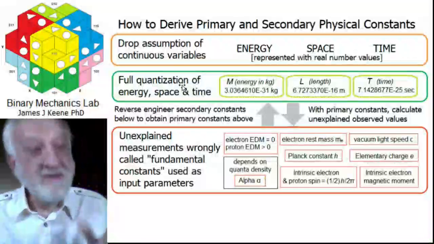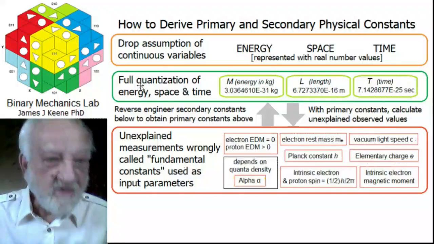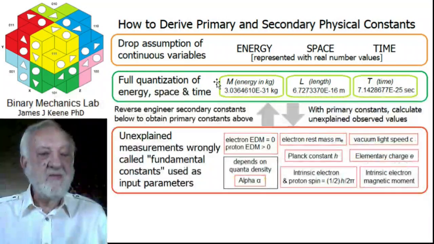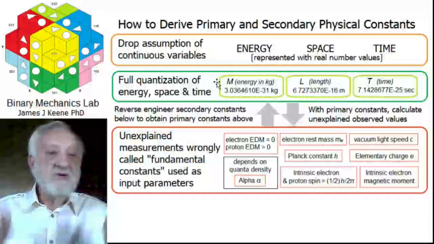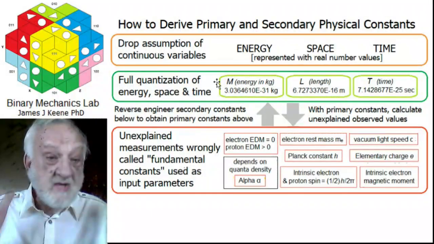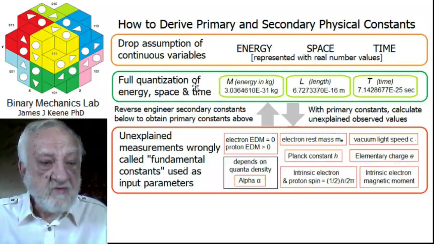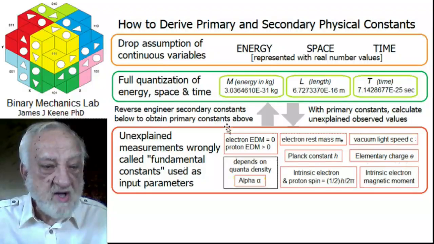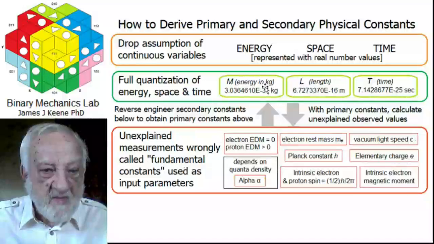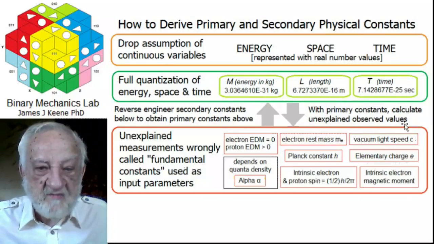So I think we're doing pretty good in our venture into the wonderful land of full quantization in binary mechanics. And our character hasn't had to use any health packs or stim packs because we haven't taken any damage. And so let's proceed. We've reverse engineered the secondary constants below to obtain primary constants above. And then with those primary constants, we can calculate the unexplained observed values.